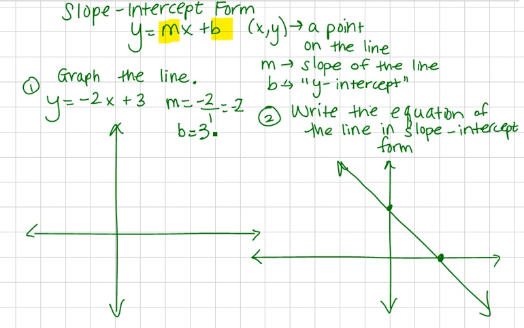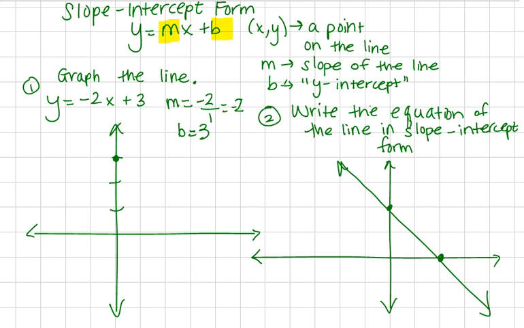So to graph this line, we go first to our y-intercept. So we go up to 3, and we put a point there, because that is a point on our line. And then we use our slope to determine some other points on the line.